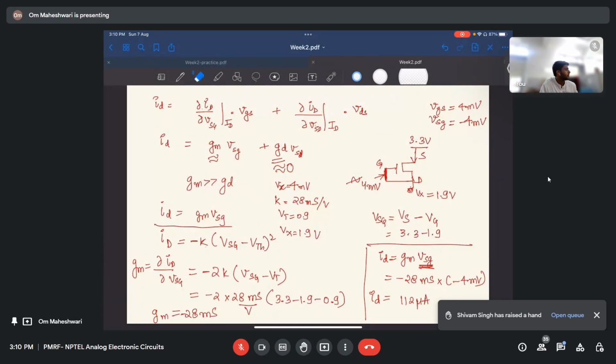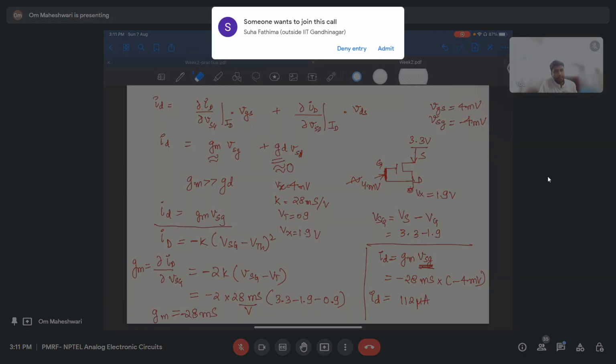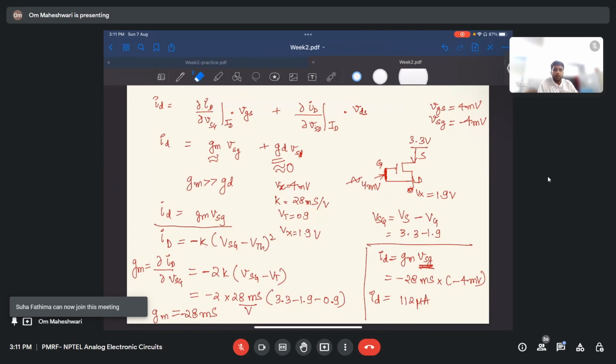Sir, how could we know that in this equation which term is the current source and which one acts as a resistor? What do you mean? Where have I talked about a resistor or current source? The equation is written here: ID equals del ID over del VGS at operating point ID. So in this equation, how can we understand which one is a current source and which one is a resistor?